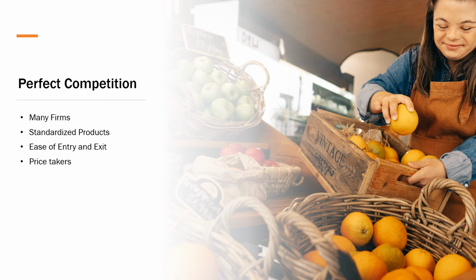Purely competitive markets can be represented by a farm market. They're easy to set up and easy to take down, and usually they sell a standardized product, like these oranges pictured here. With there being so many farm stands that sell oranges, the price oranges are sold for is dictated by the consumer. Therefore, the firm is a price taker.